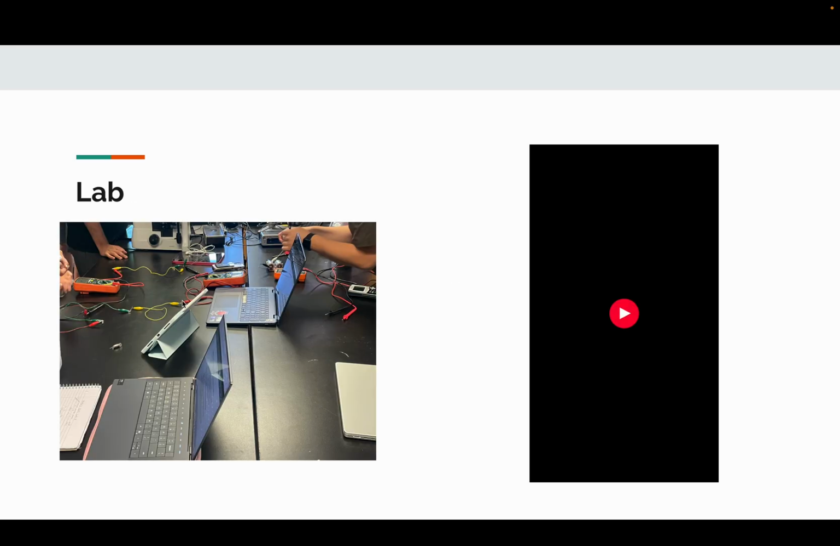So here is an image of our circuit, as you can see. A lot of the equipment was faulty, which is why every group in our lab section had to work under one circuit, but you can see the battery, you can see the different resistors.